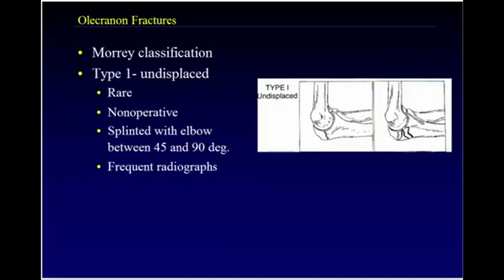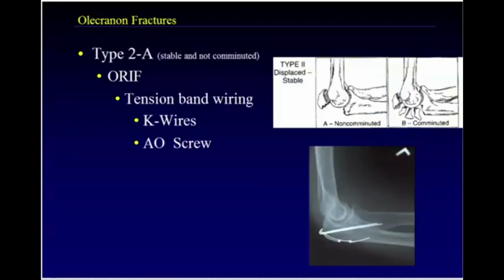The Mayo classification is useful for fractures of the olecranon. Type 1 fractures are truly non-displaced fractures. Those are actually quite rare. Of course, the mechanism of injury of an olecranon fracture is an axial load to the elbow, and the distal humerus is literally driven through the articular surface of the proximal ulna. So for that reason, it's quite rare to have a non-displaced fracture. If you do, you can certainly treat them non-operatively. You can splint the elbow between 45 and 90 degrees of flexion, and of course follow them with serial radiographs.